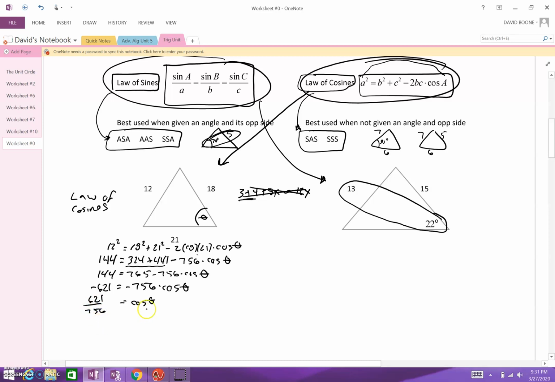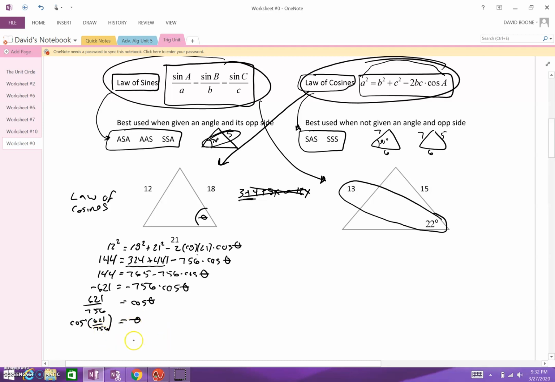And what I'm going to do now is, to find out what that theta is, take the inverse cosine of both sides. So that would give me theta equals the inverse cosine of 621 over 756. Now I recommend not changing that to a decimal. You've got the exact fraction right there, so we can then use our calculator.